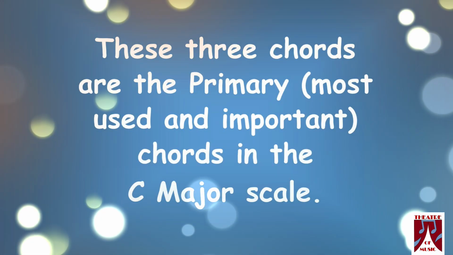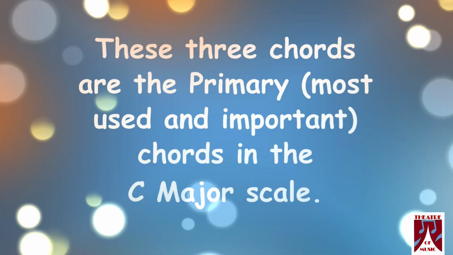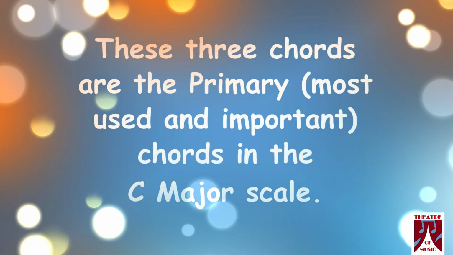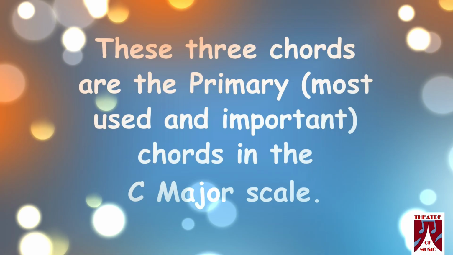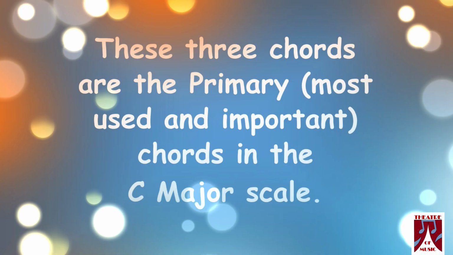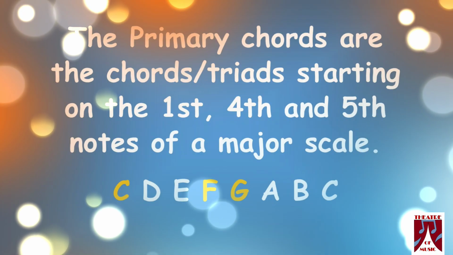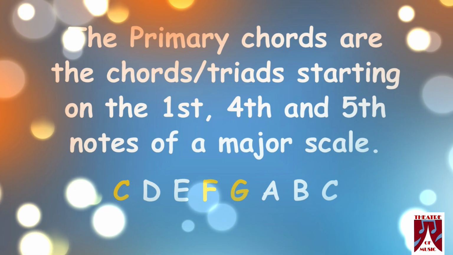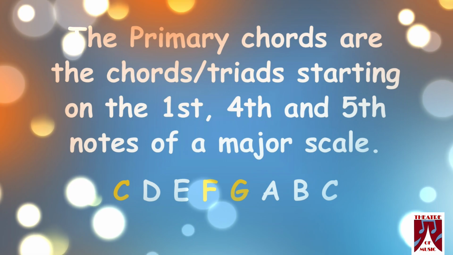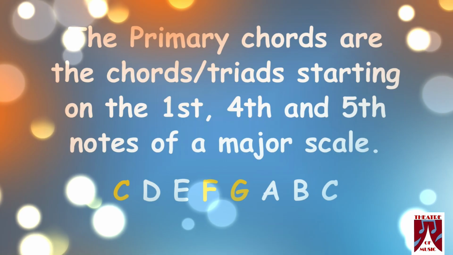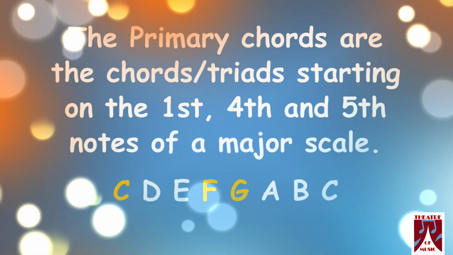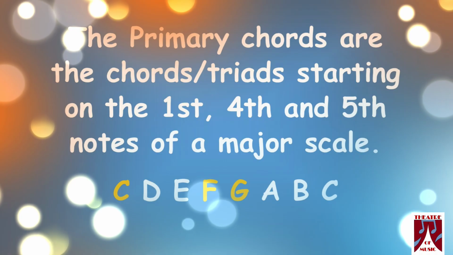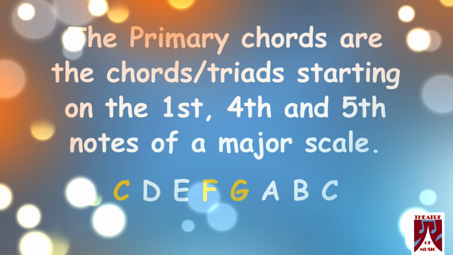These 3 chords, C, F, and G, are the most important chords in the C major scale. If you're writing a melody in C major, you can easily build an accompaniment using just these 3 chords. They're based on the 1st, 4th, and 5th notes of the scale. And here's a fun fact. This pattern works with any scale. The 1st, 4th, and 5th notes make up the primary chords, the ones you'll use most often.